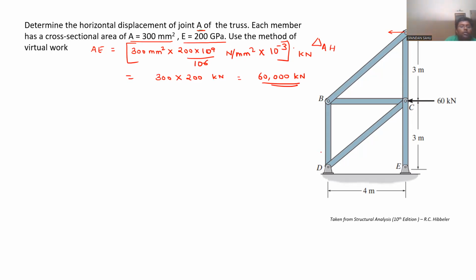Shall we start with joint A, sir? Why not from the support reactions? The support is statically indeterminate, sir: 4 reactions and 3 equilibrium equations. We cannot solve the support reactions. That is the only reason we will start from the internal joints, and we should not calculate the support reactions. So let us go to joint A now.